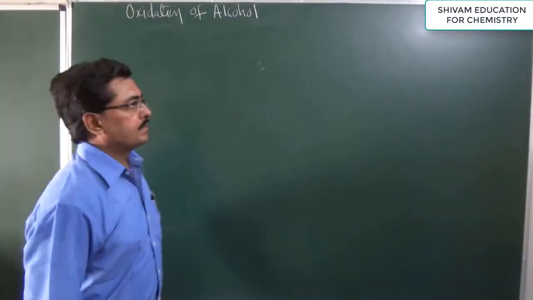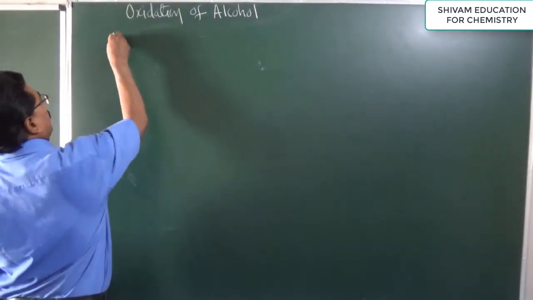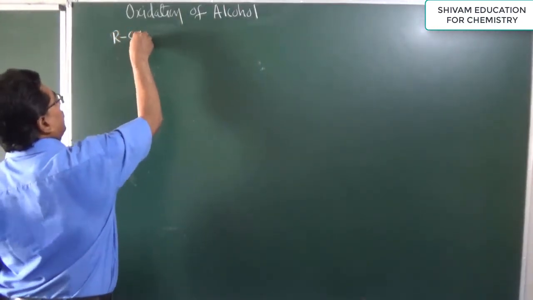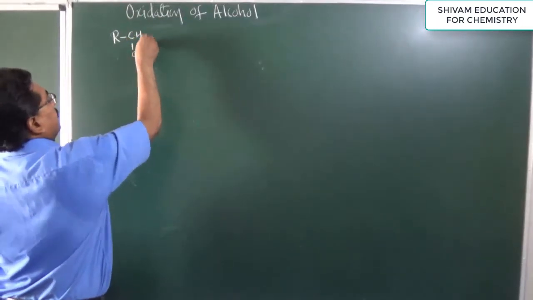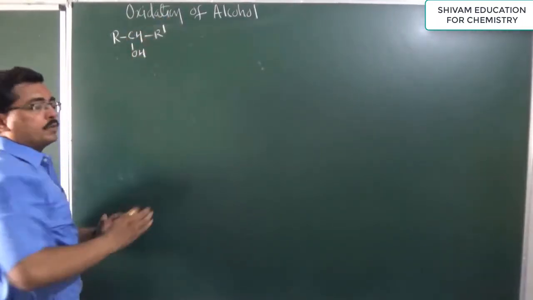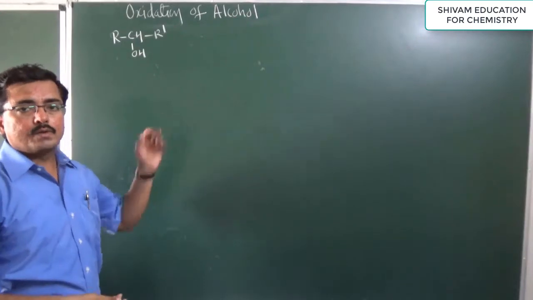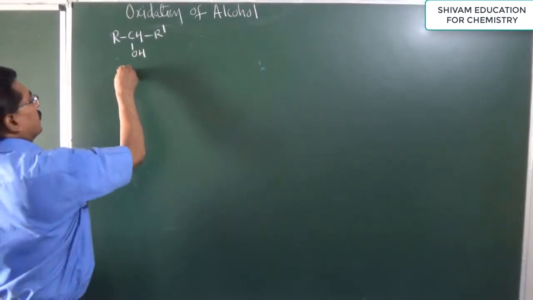Now oxidation of secondary alcohol. The formula of secondary alcohol you know very well: the hydroxyl group containing carbon is attached to two other carbon atoms. Then this alcohol is known as a secondary alcohol.